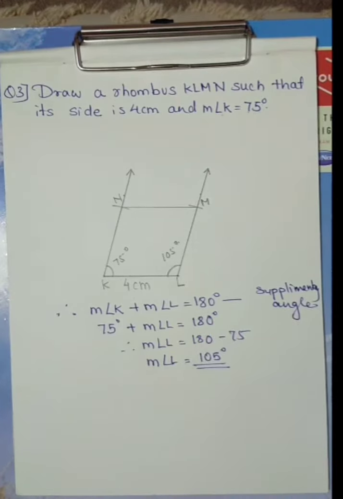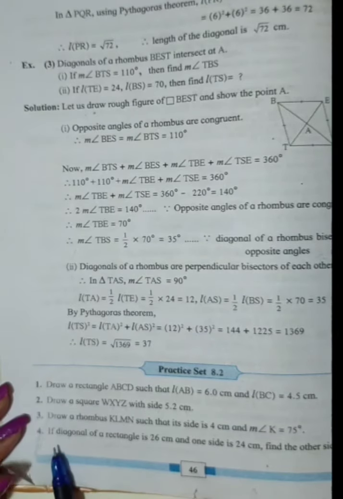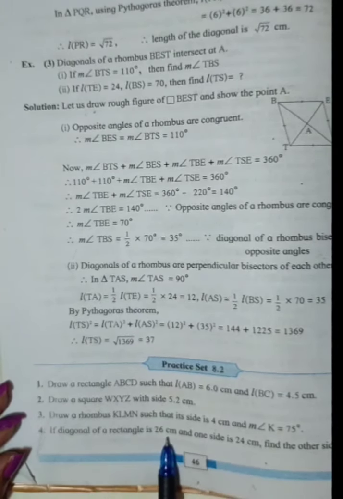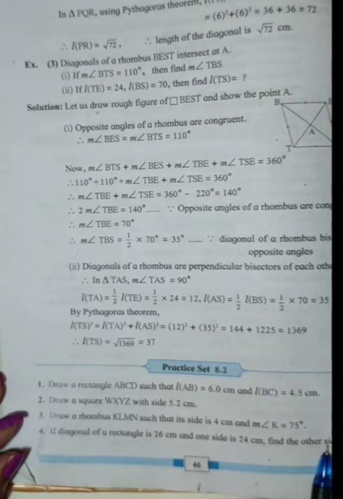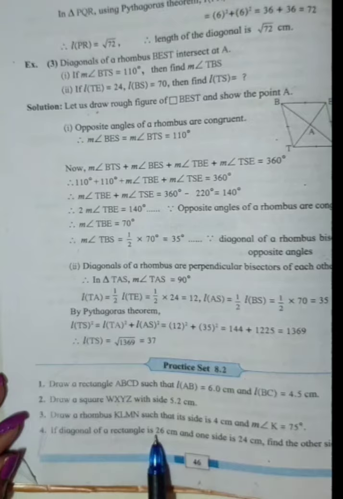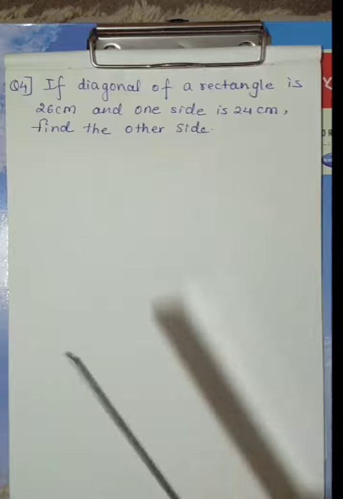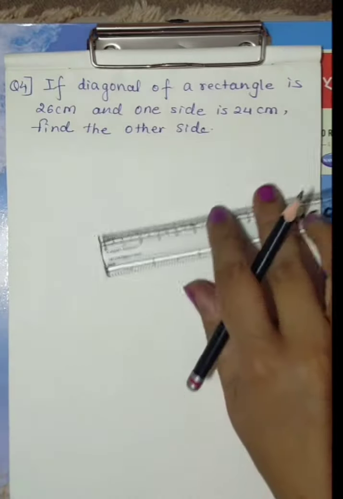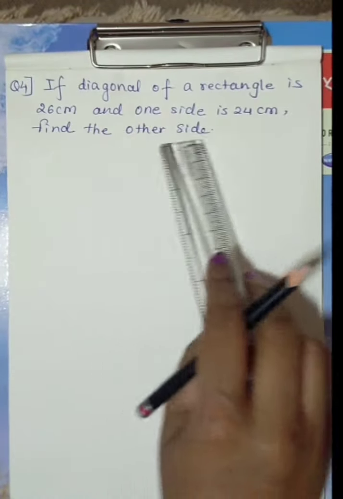I hope you understood this question number 3. Now we are going to move to the next question, that is question number 4. Here question number 4 is given. If the diagonal of a rectangle is 26 centimeter and one side is 24 centimeter, find the other side. Okay, we have to find the other side of the rectangle. Now here what is given? The diagonal of a rectangle is given. So first we will take it as 26 centimeter and one side is 24, find the other side.